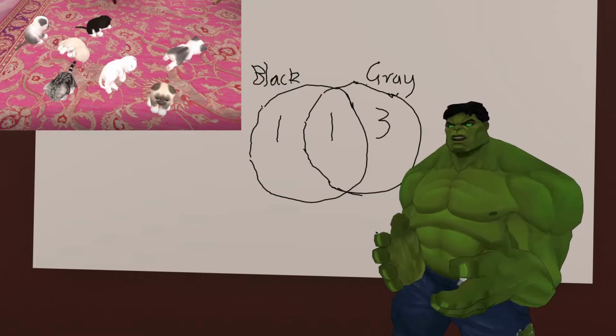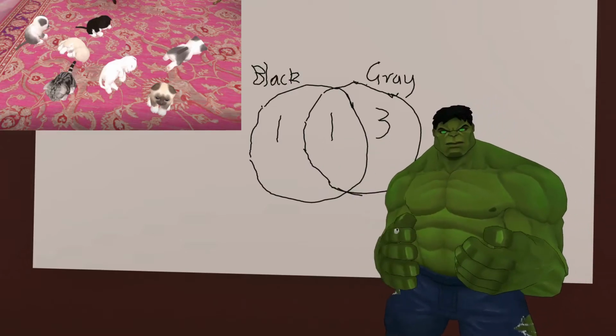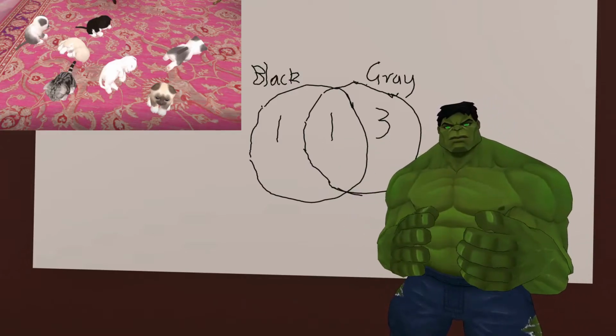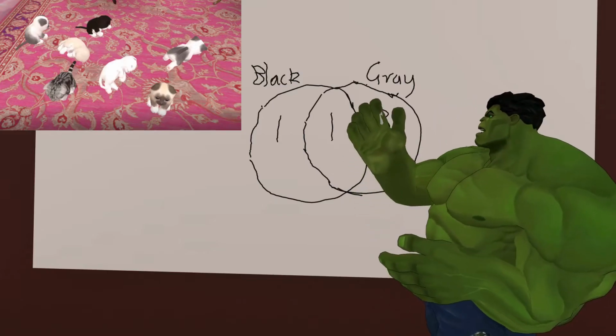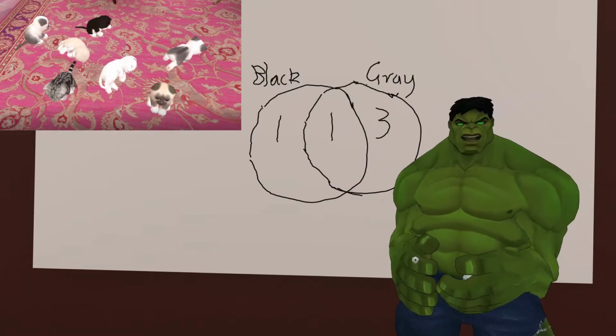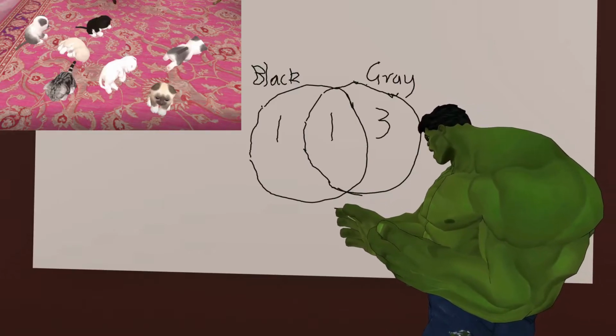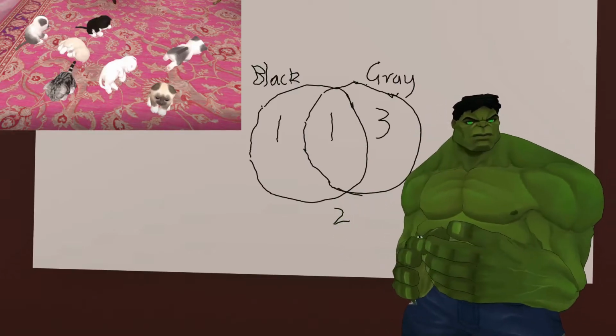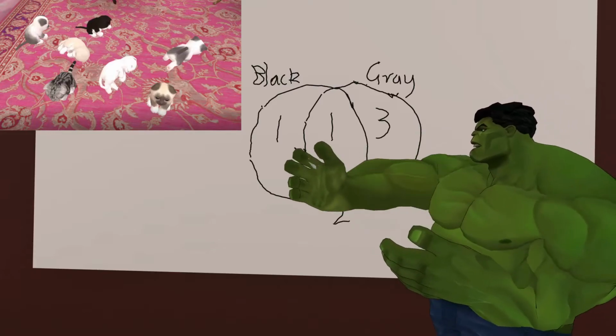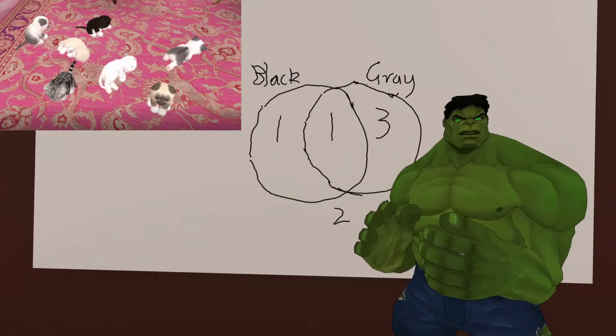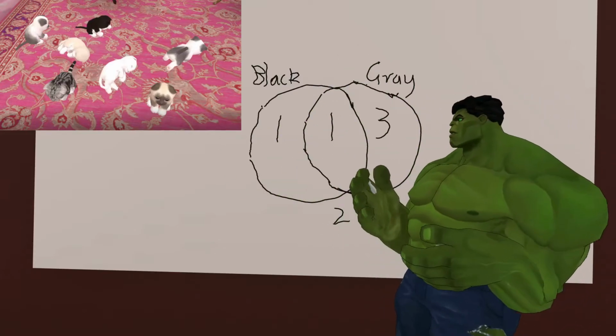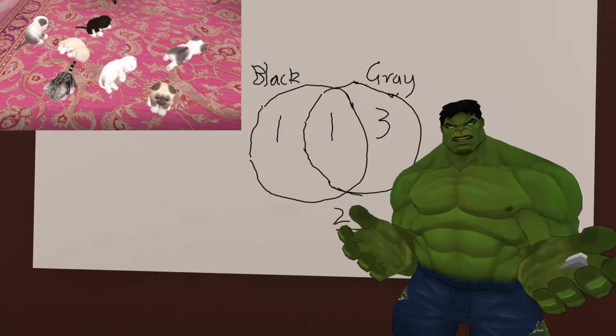There were also some other cats. There's also a white cat and a cream-coloured cat. So there's 2 cats that don't go in any of these circles. So we're going to write it down the bottom. You could also put it over here, you could put it over there, you could put it up the top, just as long as it doesn't go in any of the circles.